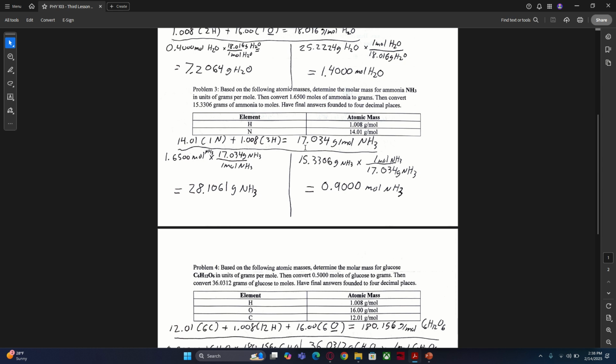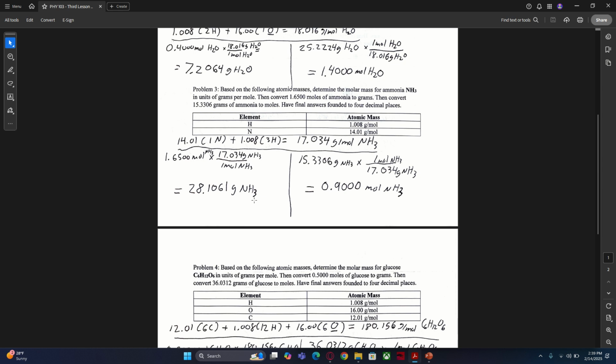for NH3. The problem tells us, what if we start with 1.65 moles of ammonia? Well, we want to convert it to grams. We'll take that 1.65 moles times 17.034 grams divided by 1 mole. That comes out to 28.1061 grams of ammonia.